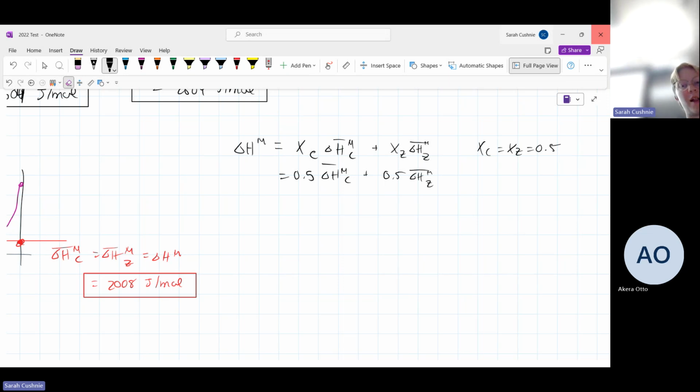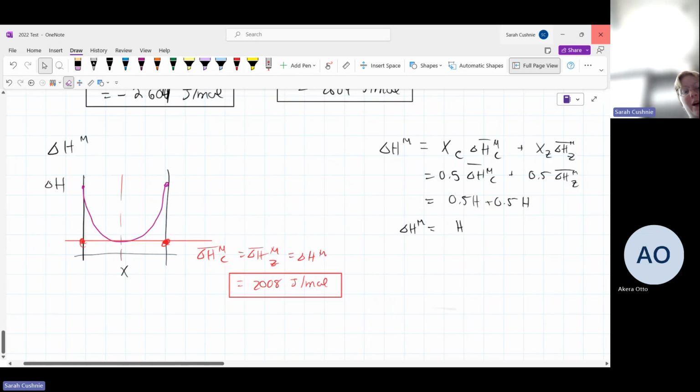And now we know that they're going to be the same because it's a regular solution and it's going to be symmetrical. So now we can say that delta H of mixing C is equal to delta H of mixing Z, and we're just going to call that H in this case. So then we have 0.5 H plus 0.5 H, which is just equal to H. So that's going to be equal to the delta H of mixing. That's another way of putting some more math to what I was just saying before, but it's really just coming down to that definition of a regular solution.